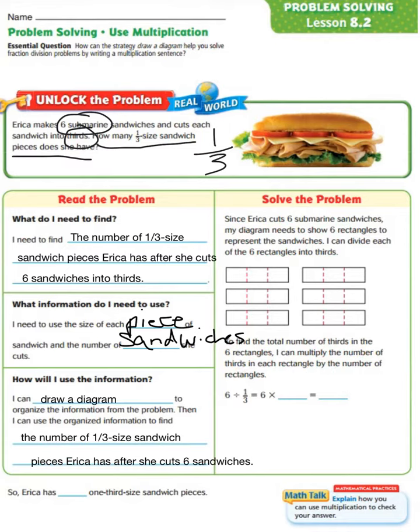For example, it would be 6 divided by 1/3, but that will equal 6 times 3. And we know that 6 times 3 equals 18. So Erica has 18 1/3 size sandwich pieces.